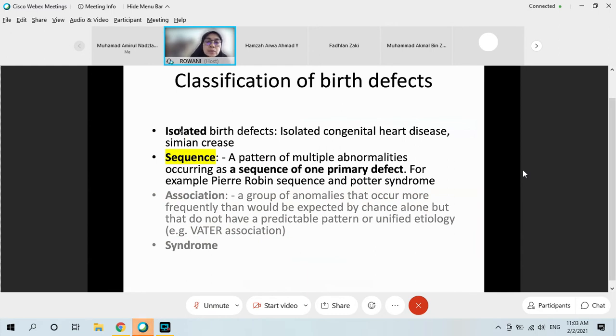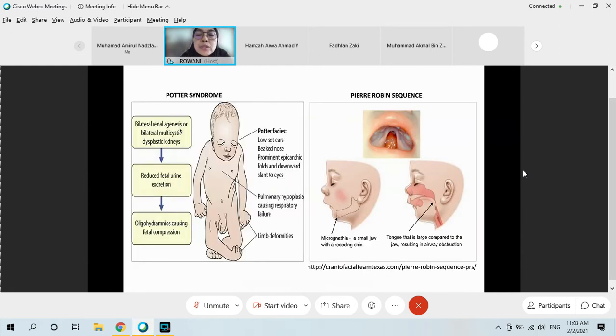Let's have a look at the example. This is Potter sequence, not really a syndrome. So what happened in this child? Initially, there is primary malformation of the kidneys. There is renal agenesis, or other kidney disorders such as multicystic dysplastic kidney. Because of that, the fetus cannot excrete urine normally, so there is reduced fetal urine excretion leading to oligohydramnios. Because of the oligohydramnios, as we talked about earlier, the intrauterine space becomes very limited. The child is not able to move. The child is being compressed.